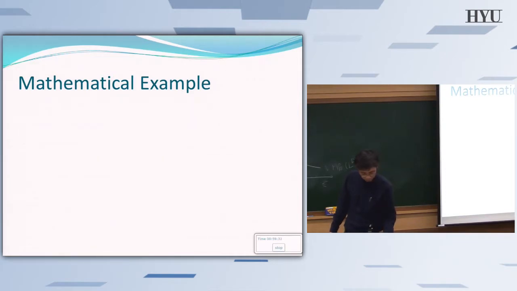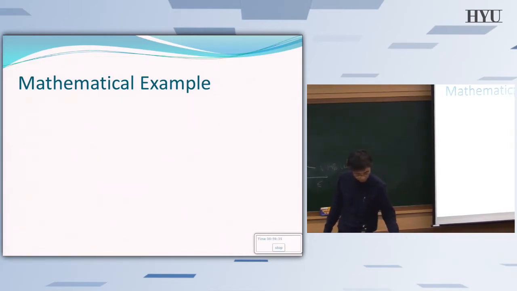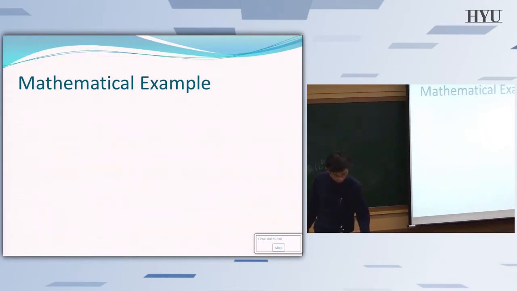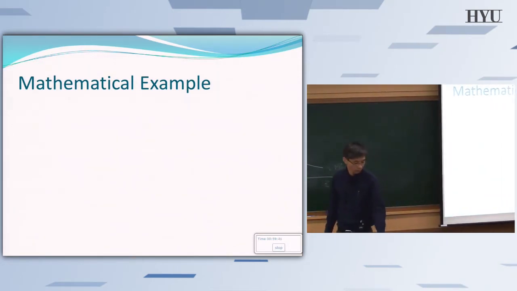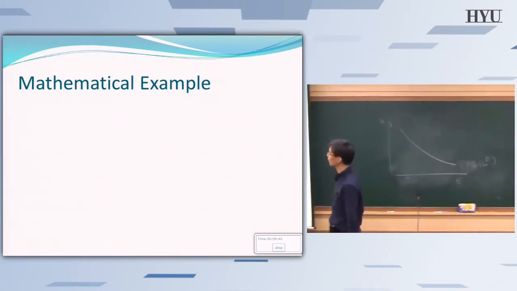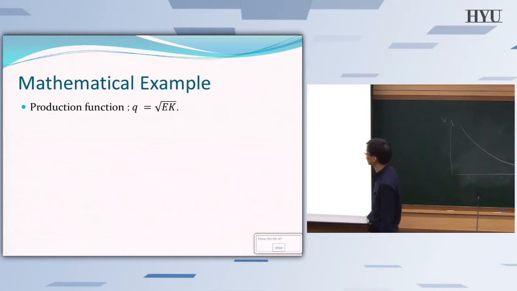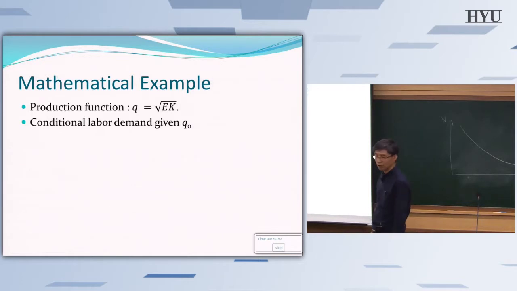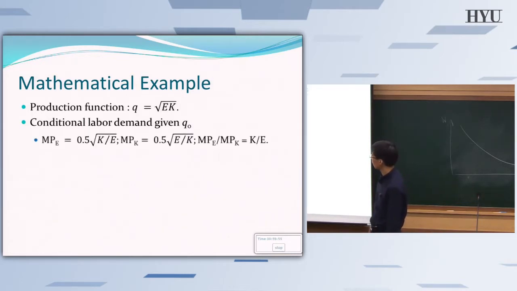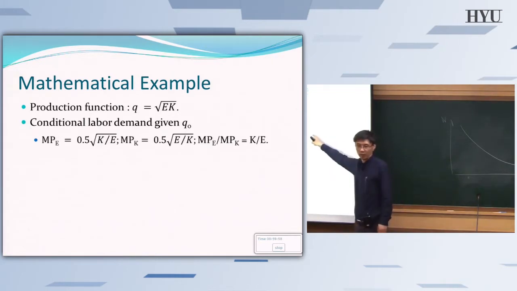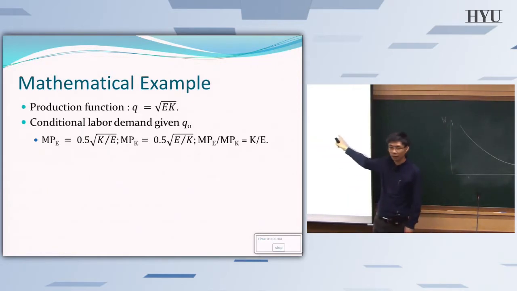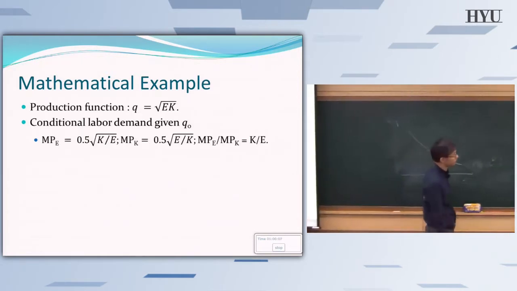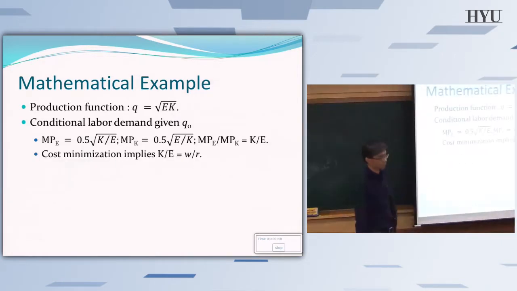Like section 3-3, so you read about it. Basically, that's what I covered. Now for the mathematical version, we can use the same production function, Q equals square root of LK, and then let's think of labor demand conditional on Q0. So here what we need is MPL over MPK. We need to get the MPL and MPK equations, and MPL over MPK is K over L in this case. And for cost minimization, K over L should be equal to W over R.